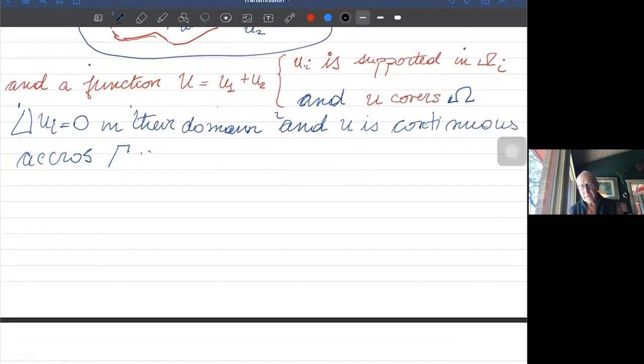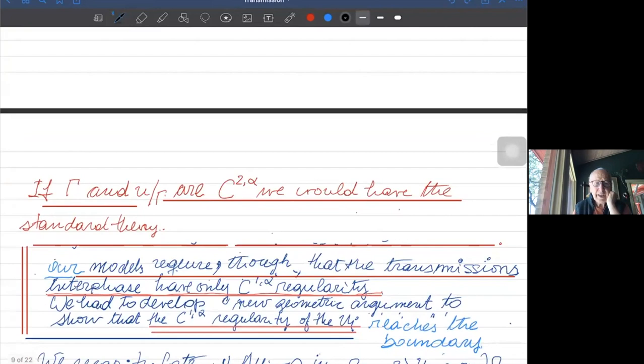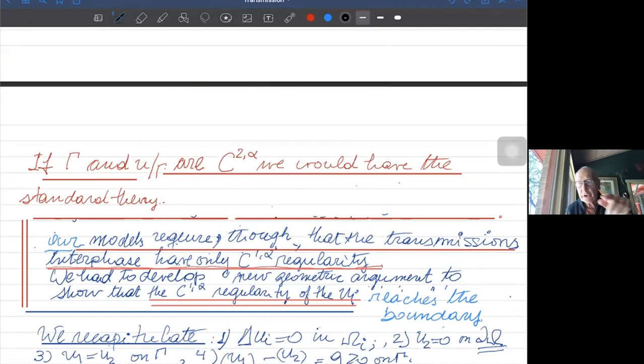In other words, if gamma and omega are C2 alpha, where gamma is the outer curve, and gamma is the intermediate curve, the curve that separates U1 from U2, if both of them were C2 alpha and the functions U1 and U2 were harmonic, then there's nothing to do. Everything is C2 alpha, the standard classical regularity.